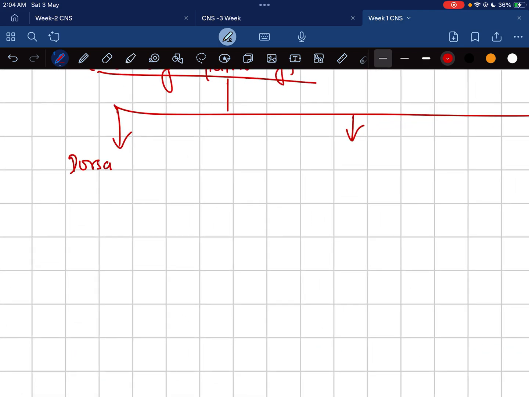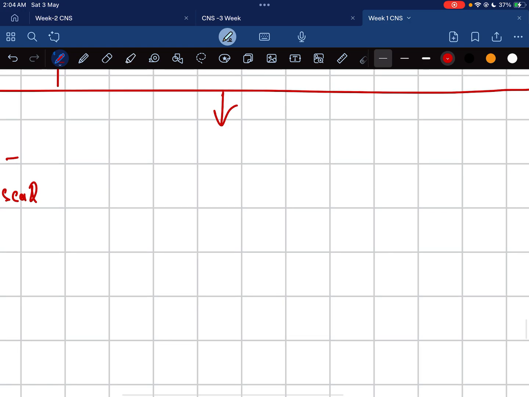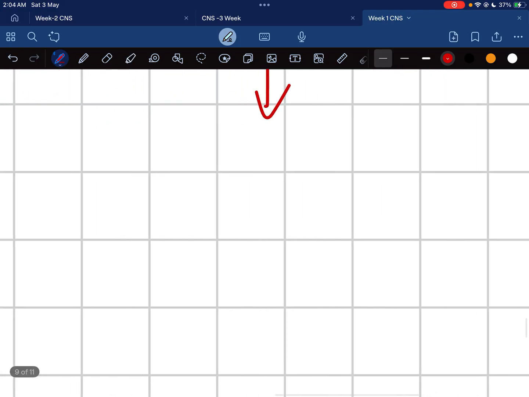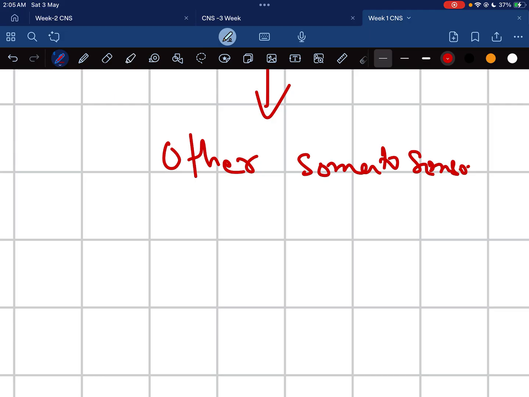dorsal column. In the previous video, we discussed what the dorsal column is, what the anterolateral pathway is, and the anterior or lateral white column. So there is the dorsal column, medial lemniscus pathway, or medial lemniscal pathway, otherwise classified as the anterolateral pathway. Then there are some other somatosensory pathways.